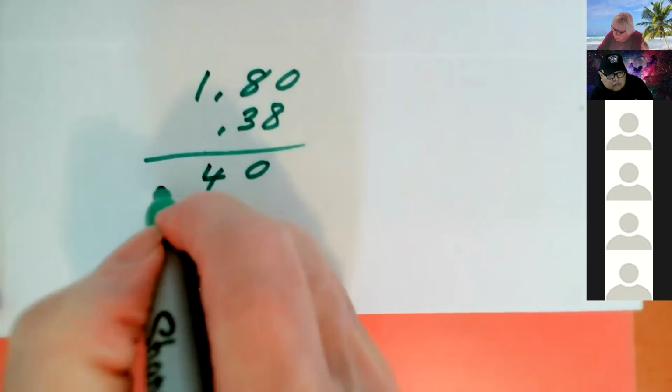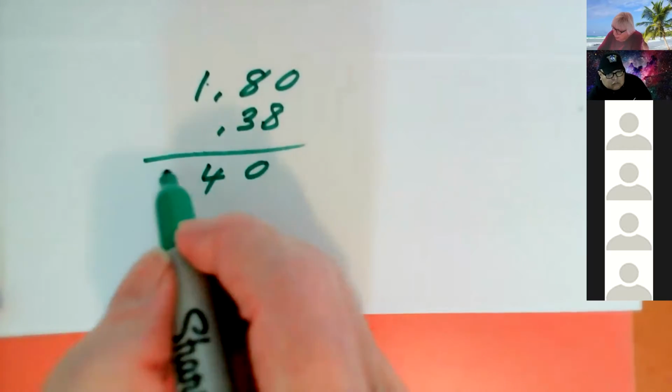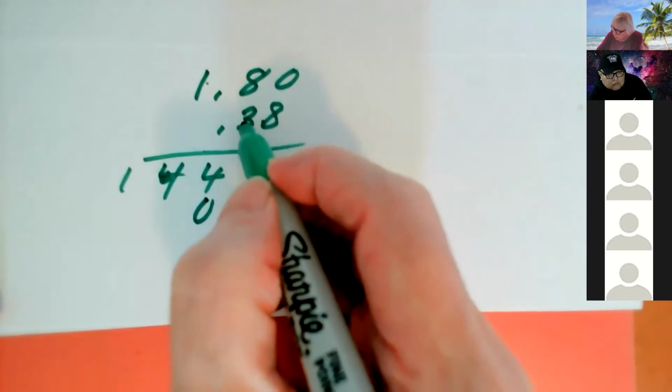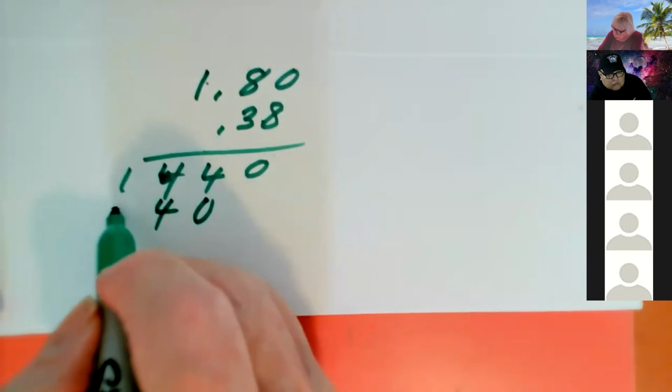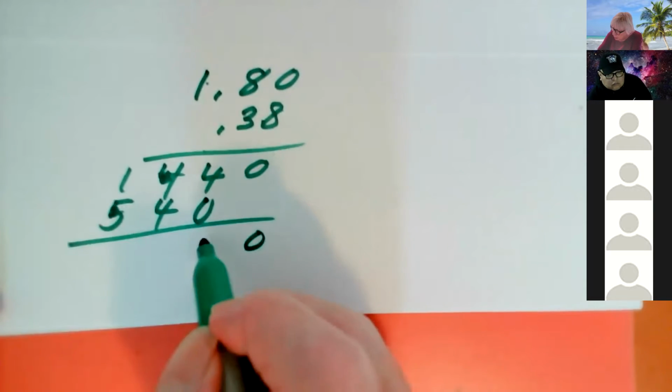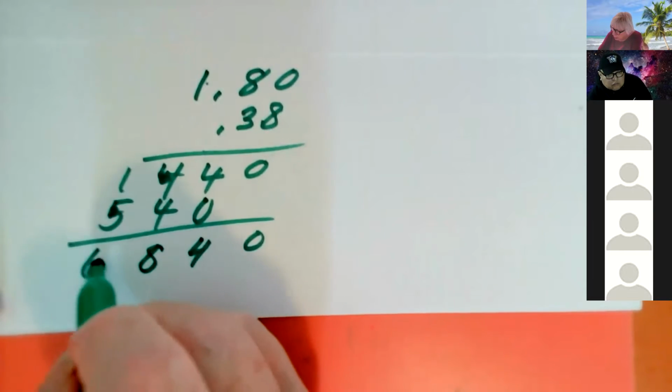8 times 8 is 64. 8 and 6 is 14. That's a 0. This is 24, carry a 2. 3 and 2 is 5. 0, 4, 8, 6.